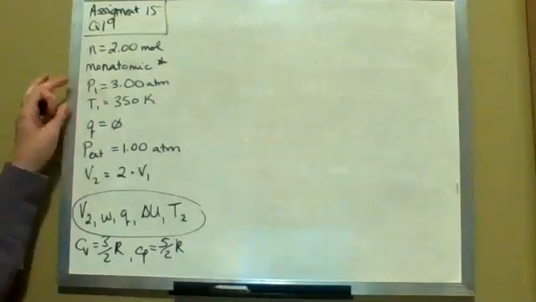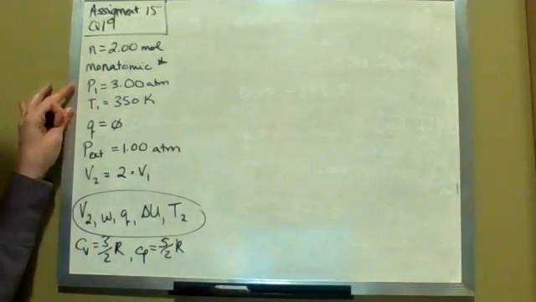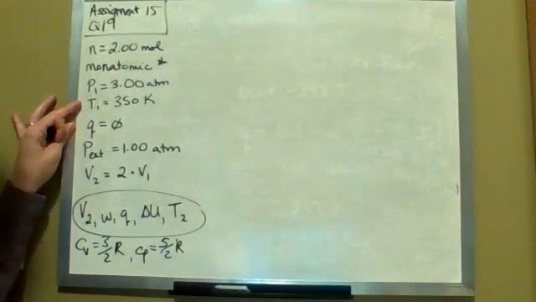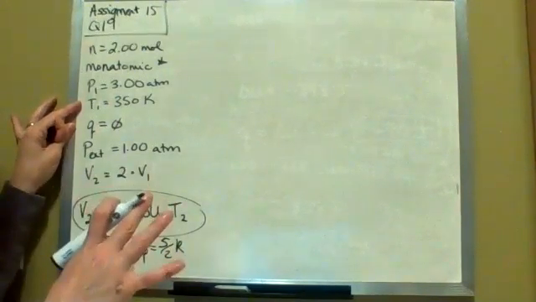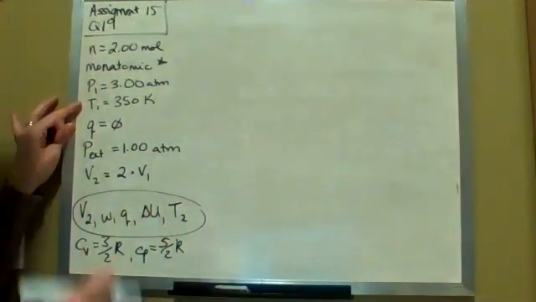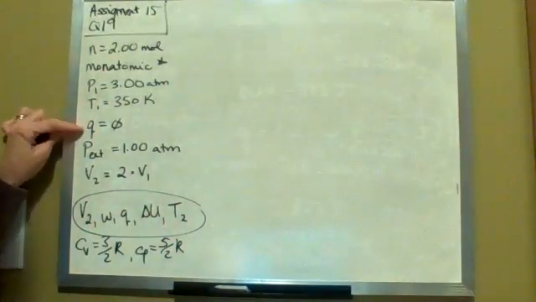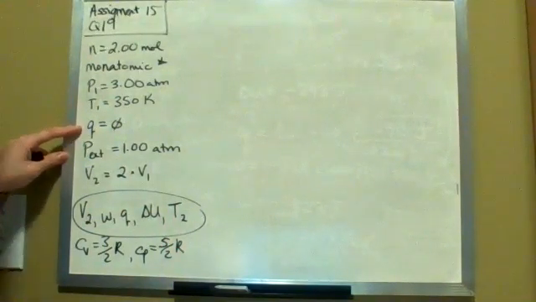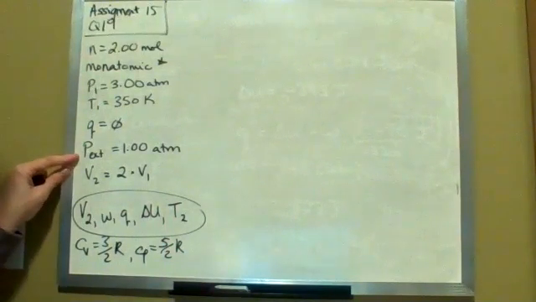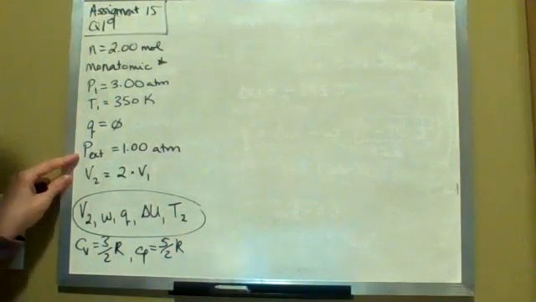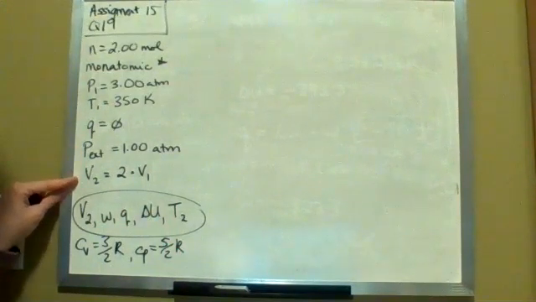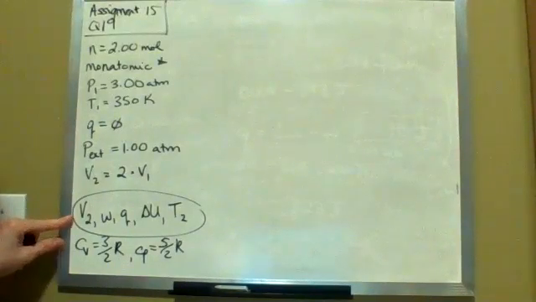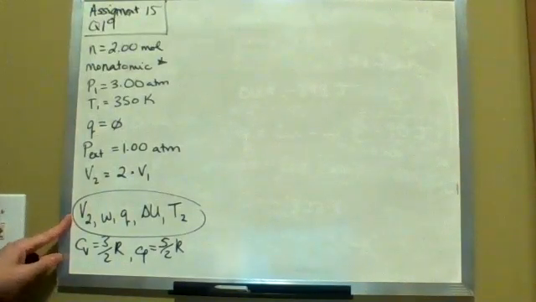Now, if you have 2 moles, it's telling you you're starting at a pressure of 3 atmospheres and a temperature of 350 Kelvin. You're going to expand irreversibly, which is the type of equations we've been using in class. They're all irreversible processes. And adiabatically, which means there's no heat transfer. So heat equals 0. You're expanding against a constant external pressure of 1 atmosphere until your volume has doubled. So V2 is going to be equal to 2 times V1. You want to find final volume, work, heat, delta U, and T2.